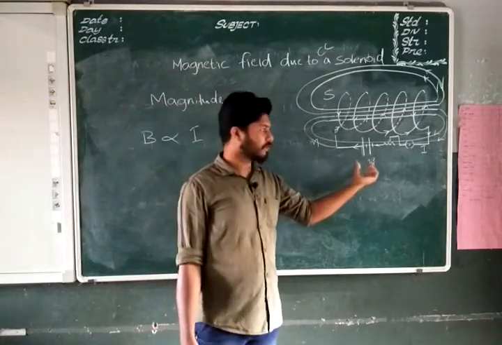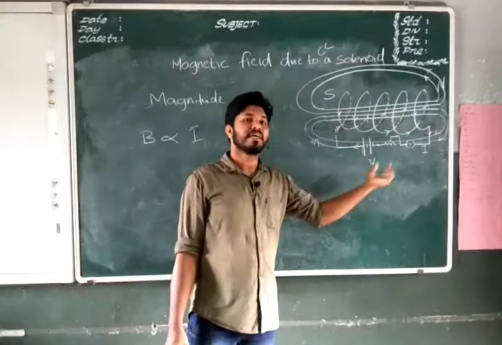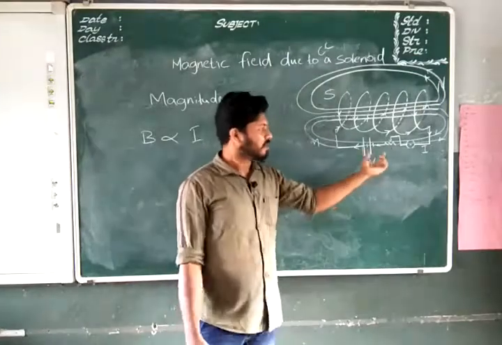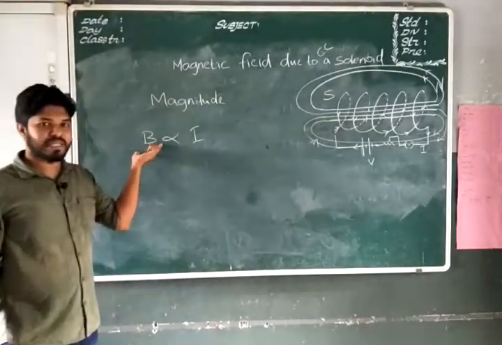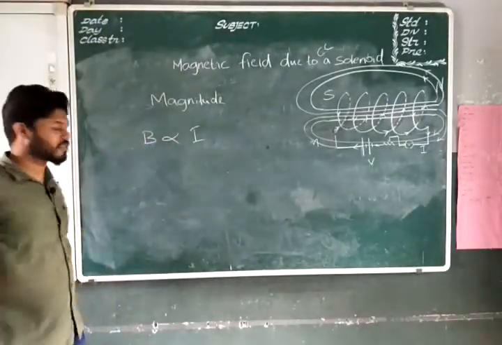What happens if current is increased? How do we increase the current? By decreasing the resistance. So if the current is increased, we found that the magnitude of magnetic field also increases. B is directly proportional to I.